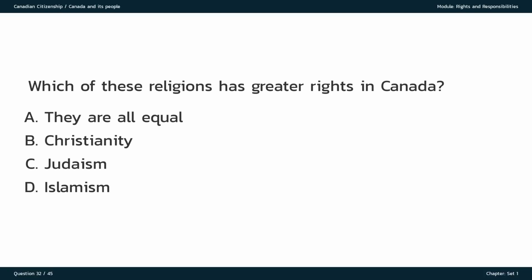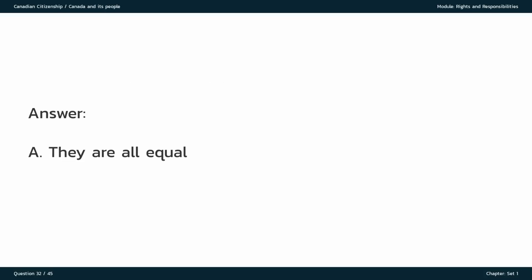Which of these religions has greater rights in Canada? A. They are all equal. B. Christianity. C. Judaism. D. Islamism. The answer is A. They are all equal.